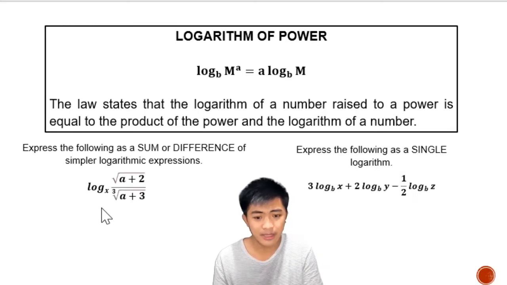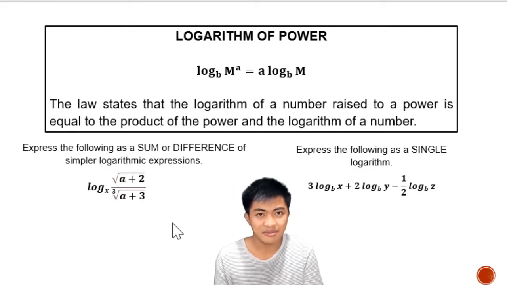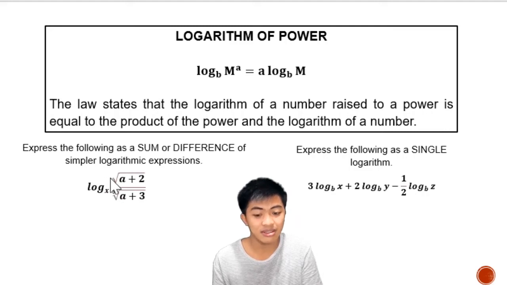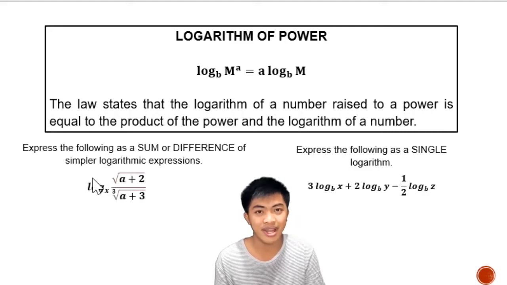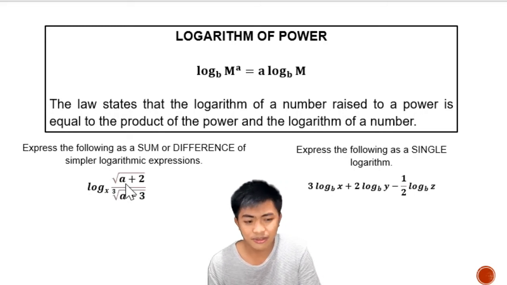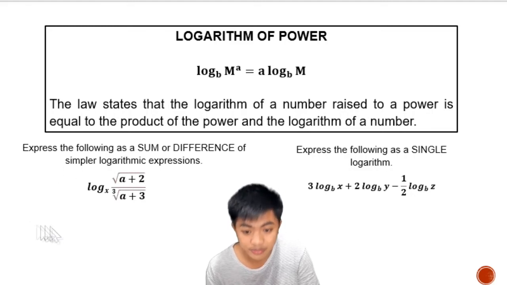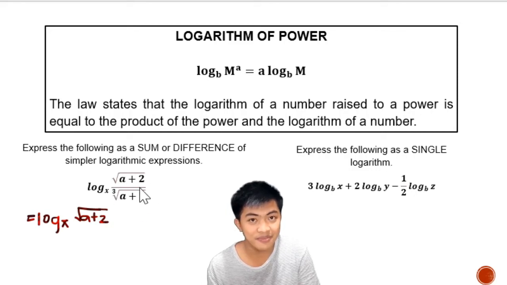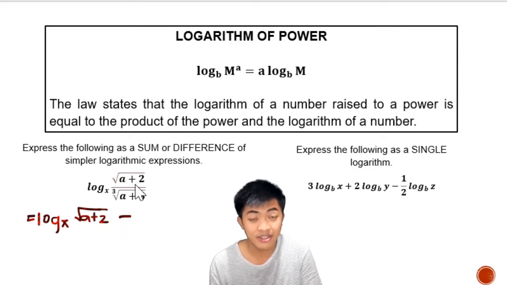Oh, it looks creepy. There's a lot of radicals, and I don't want that. But this is a single logarithm, and how are we going to write it as a sum or difference of simpler logarithmic expressions? So let's do it step by step. First, we get the dividend. Whatever is on top, that will be the argument of the first log, a plus 2. Since that is a fraction, well, that is subtraction. The divisor, or whatever is in the bottom, that will be the argument of the next log expression.